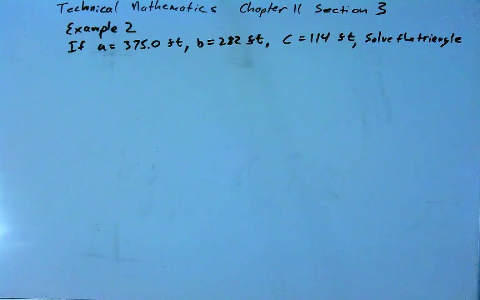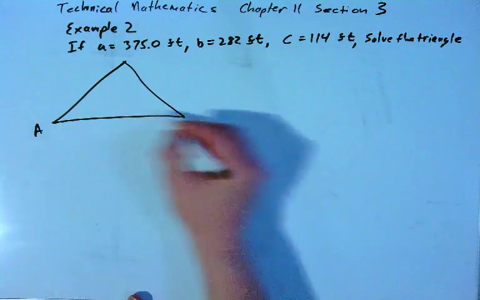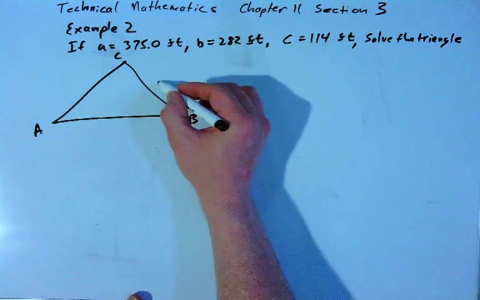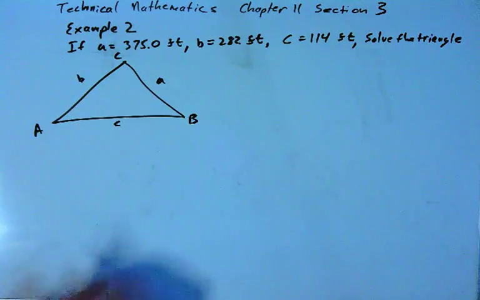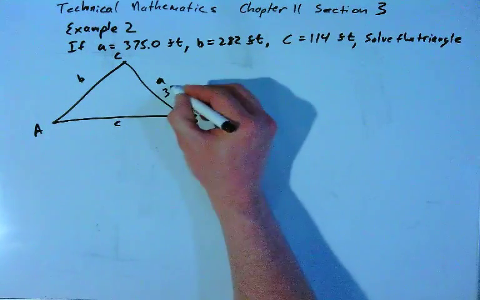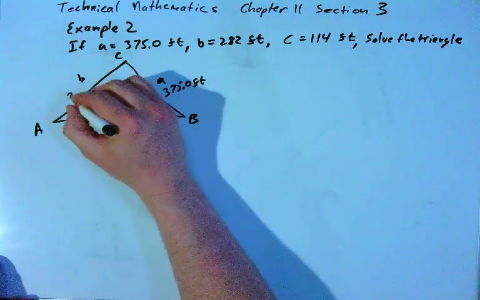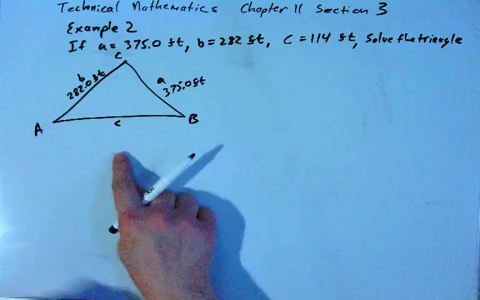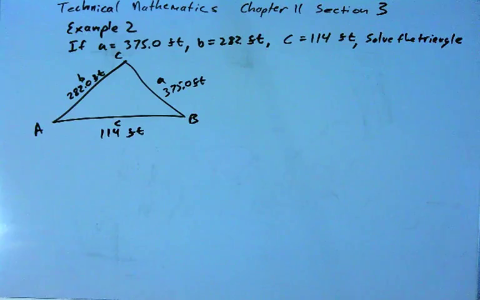This is example 2. It says if A is 375 feet, B is 282 feet, and C is 114 feet, solve the triangle. And so again, sketching out the triangle will help us visualize the problem. We have angles A, B, and C, and sides A, B, and C. And we know the length of all three sides. A is 375.0 feet. B is 282.0 feet. And C is 114. Now, obviously my triangle is not drawn to scale. That's not the point. It just helps me to lay out the information.